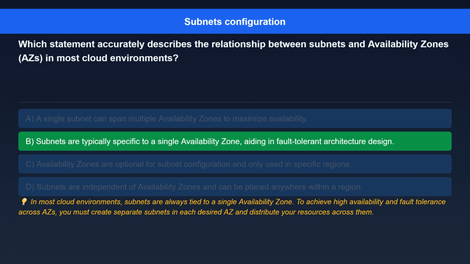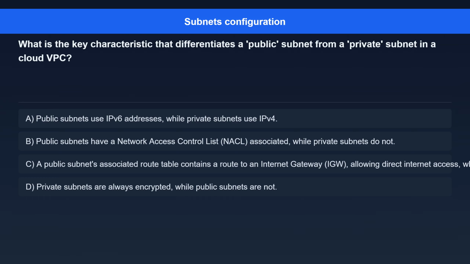The correct answer is subnets are typically specific to a single availability zone, aiding in fault-tolerant architecture design. Here's the explanation. In most cloud environments, subnets are always tied to a single availability zone. To achieve high availability and fault tolerance across AZs, you must create separate subnets in each desired AZ and distribute your resources across them.